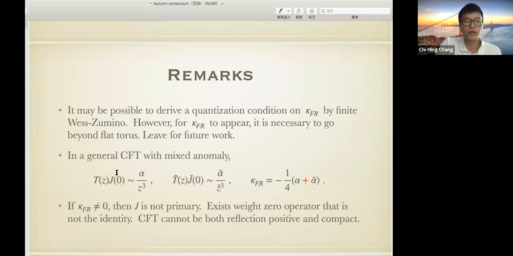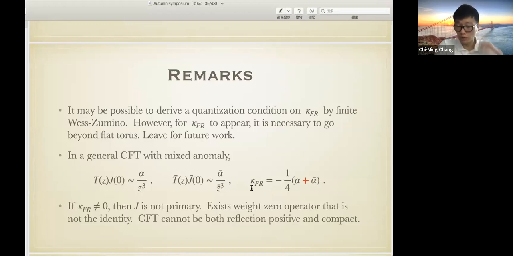The mixed anomaly will appear in the TJ OPE and the T-bar J-bar OPE in the leading singularity. So the coefficients of the 1 over z cubed terms and the 1 over z bar cubed terms are alpha and alpha bar, and the sum of them gives us the anomaly coefficient. So it's curious that here we get the sum of the coefficients in the OPE.